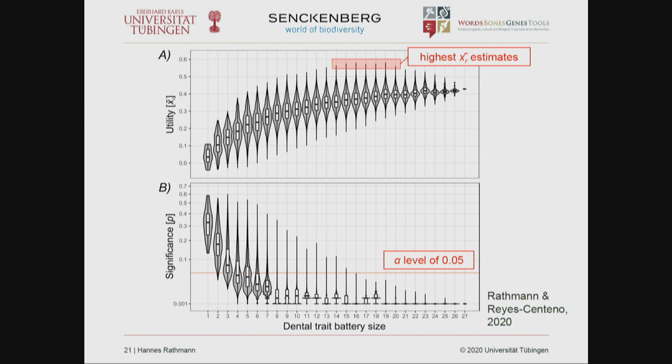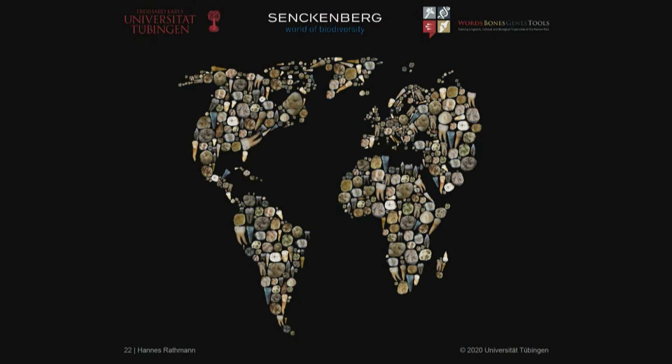What is also interesting, when you look at figure B, you see that, on average, increasing the number of traits leads to a logarithmic decrease in p-values. Trait combinations comprising more than 15 traits, no matter which of the 27 traits are chosen, are always significant at the conventional alpha level of 0.05.